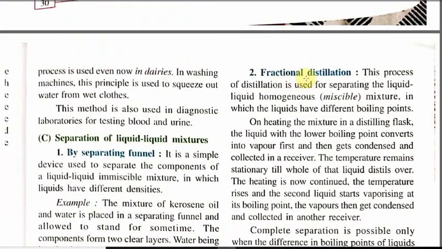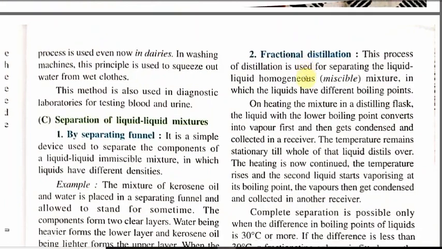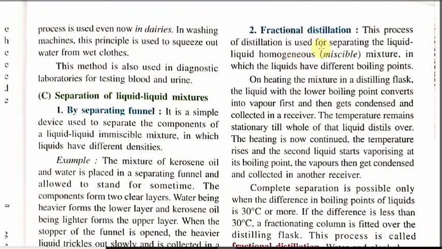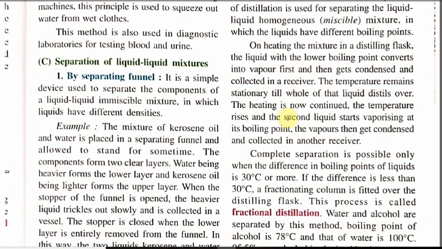The second method is called fractional distillation. In this process, distillation is used for separating miscible liquids. Miscible liquids are those liquids which are soluble in each other. On heating the mixture in a distilling flask, the liquid with the lower boiling point is converted into vapor first and then condensed and collected in the receiver. Petroleum is subjected to fractional distillation in this process.